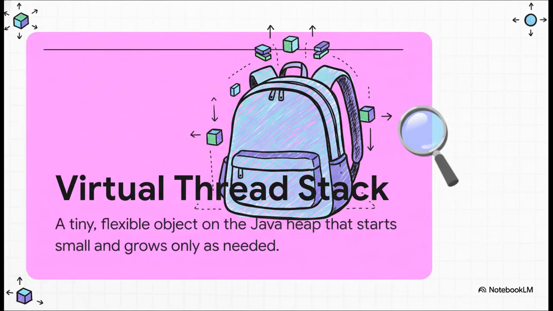But a virtual thread stack? It's a completely different animal. It's just a small object living on the Java heap. It starts out tiny. We're talking a few hundred bytes, and it only grows when it needs to. It's more like a backpack that magically expands only when you put stuff in it. This is the secret to their incredibly small memory footprint.